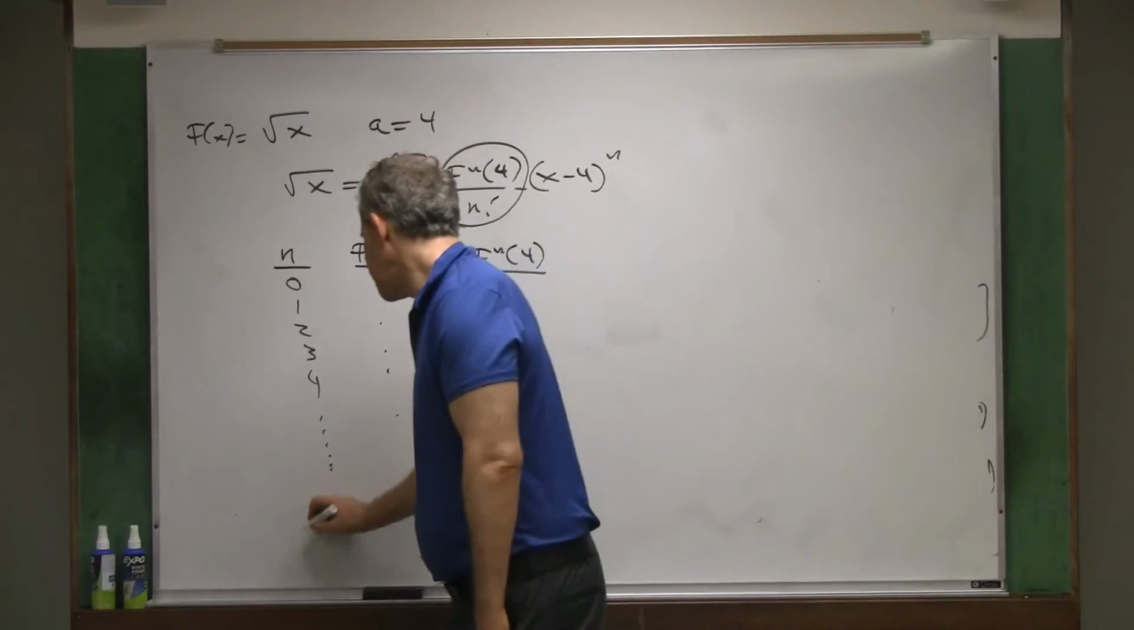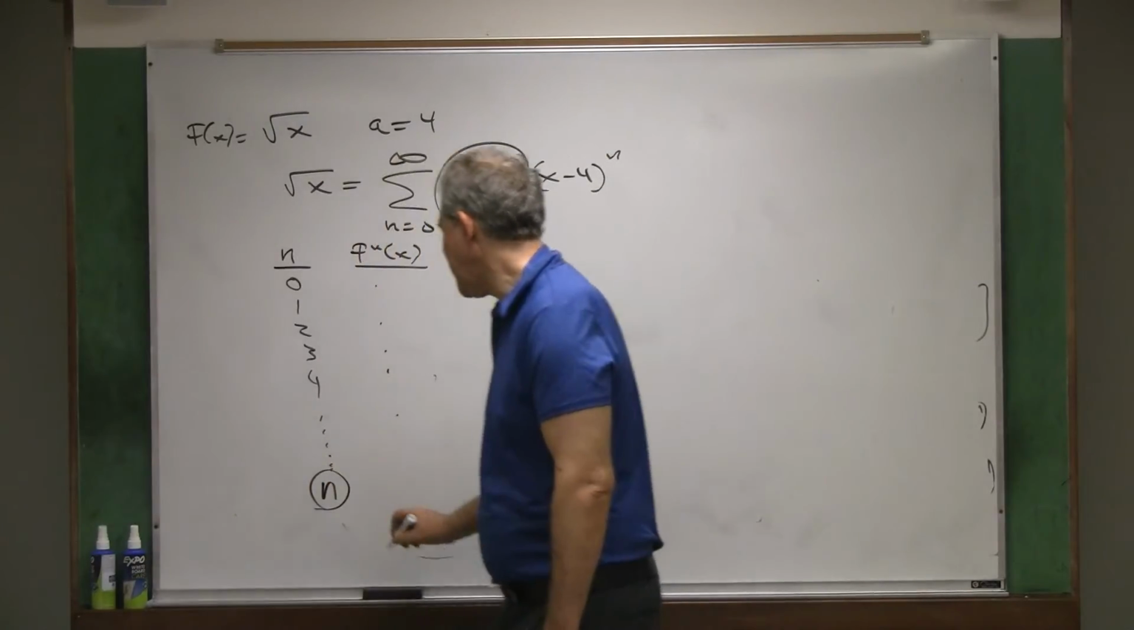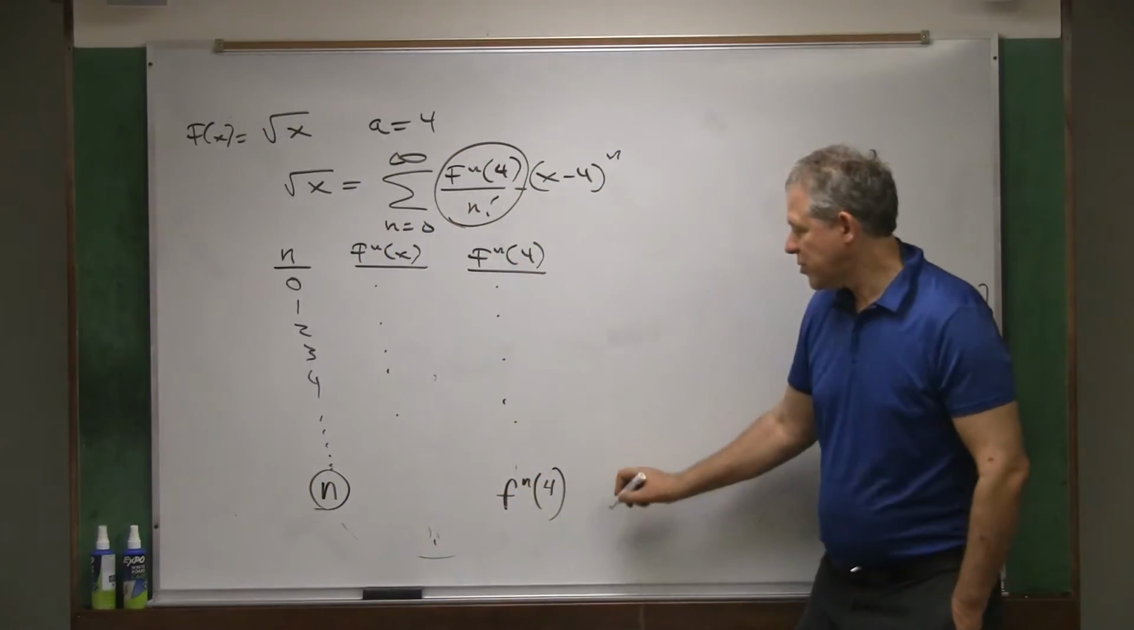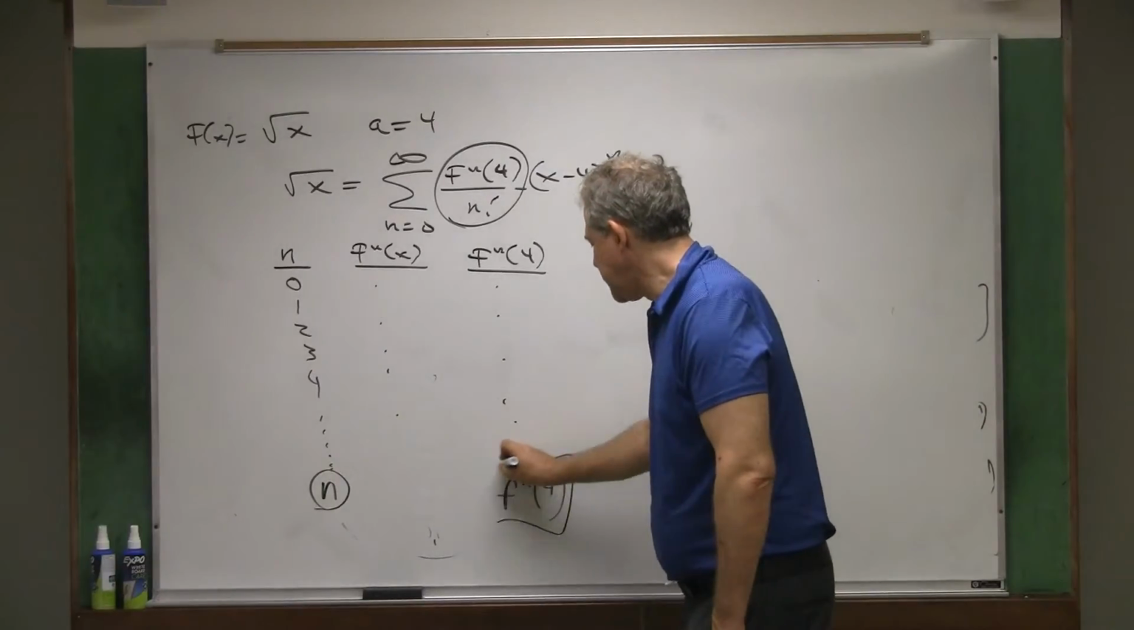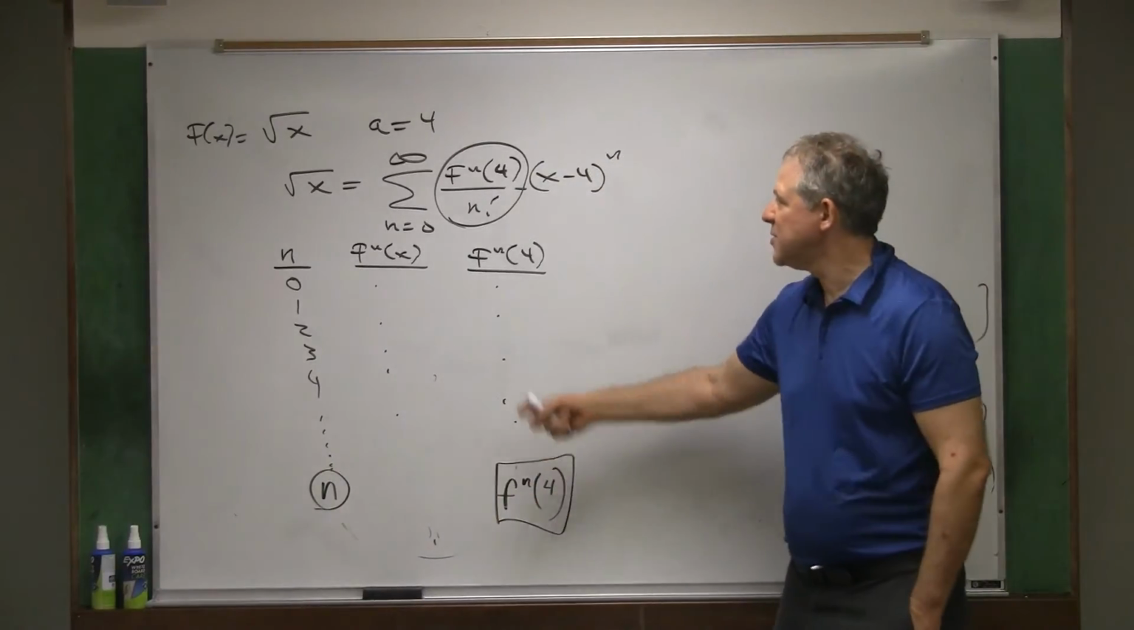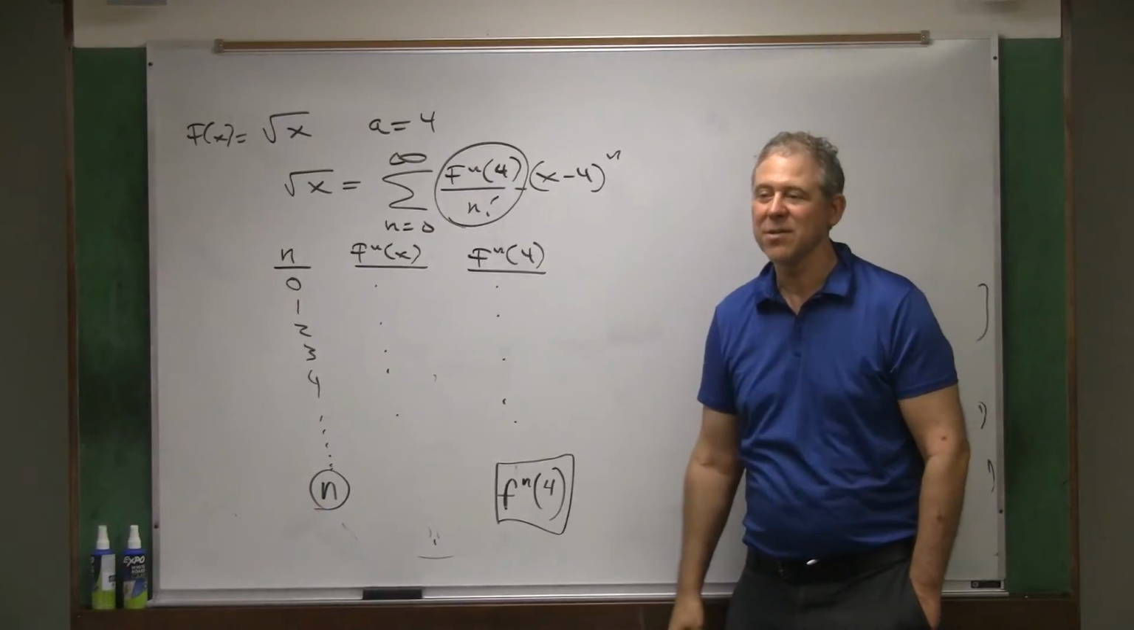See, if this is n, your general nth row, you're trying to figure out what this is. And if you figure out what that is, you can just plug it in there and you'll have the answer.